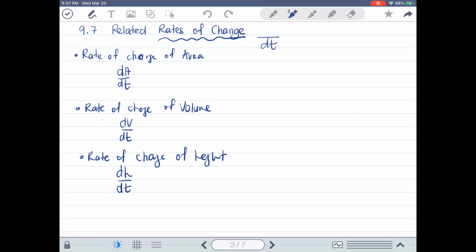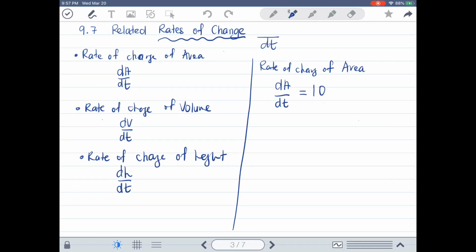And what does it mean by rate of change? Suppose that we have, for example, rate of change of area, dA over dt, is equal to 10 centimeter squared per second, which means that the area of the object is increasing at the rate of 10 centimeter squared for every second. So it's going bigger and bigger in size.